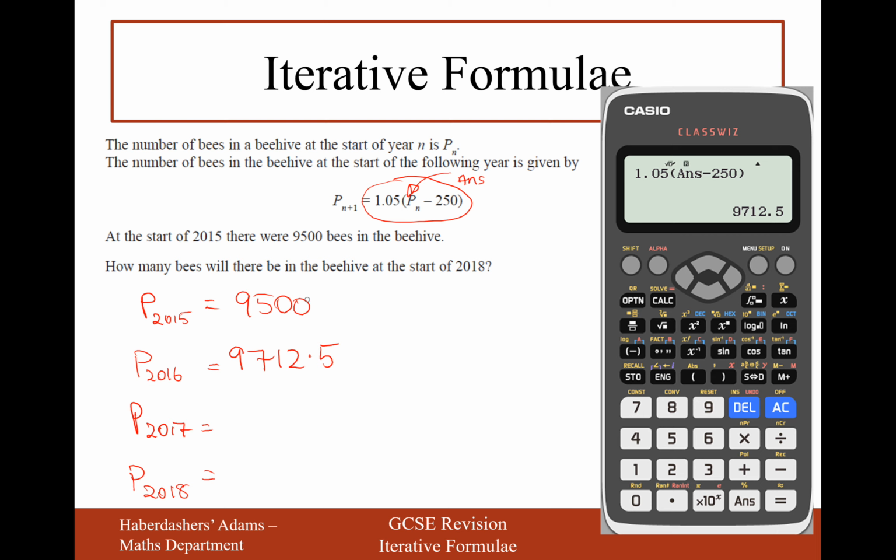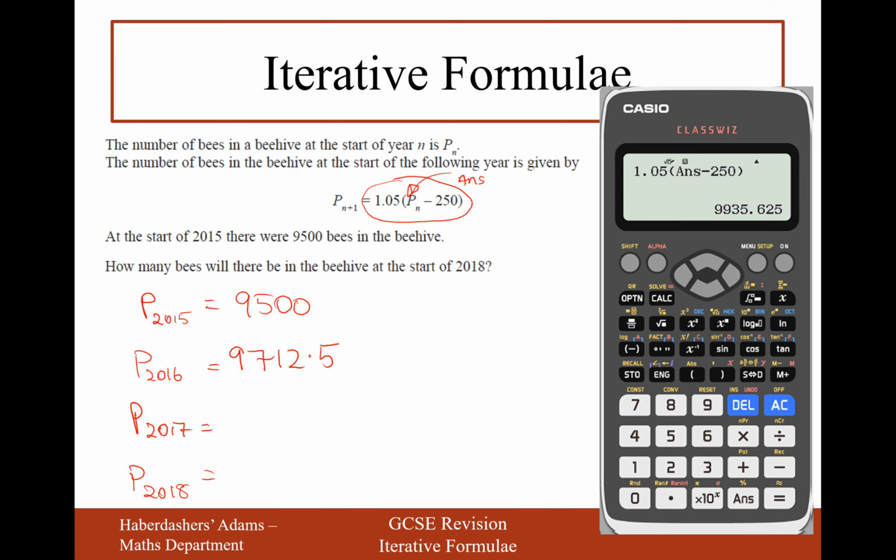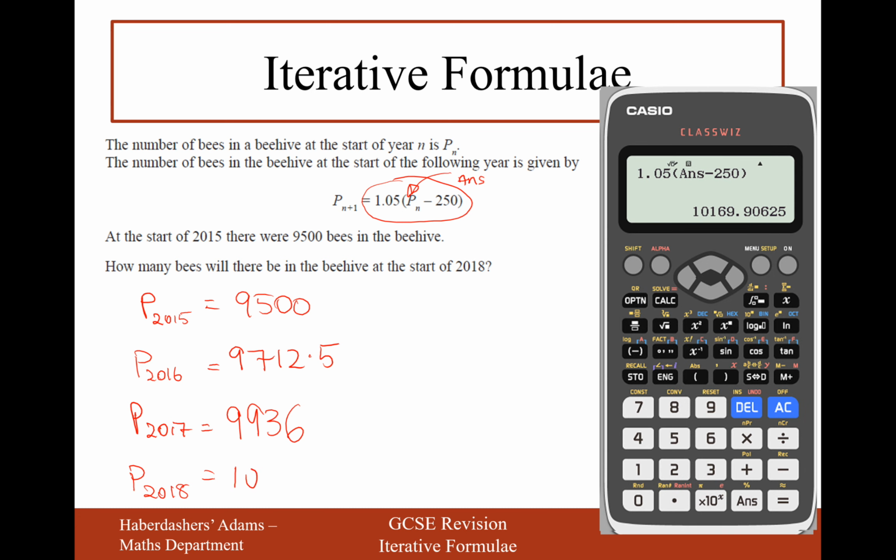We're currently at 2015 with that 9,500, so 2016 will be one input into the formula. Then we'll press the equals button again because we want to do exactly the same thing that we did last time. 9,936 bees in the beehive. Then just press equals again and we get 10,170 bees in the beehive at 2018. So there we are. That's just making sure that you know how to use the iterative sequence generator on your calculator. It's basically by using the answer button.